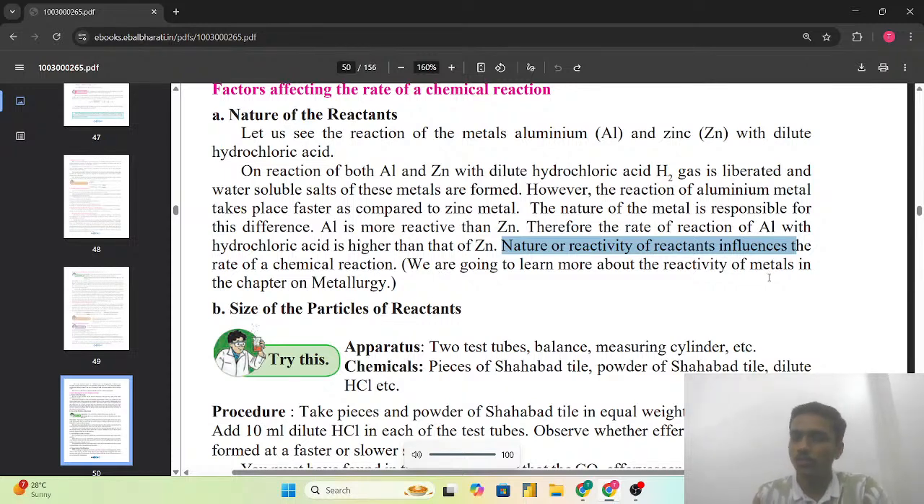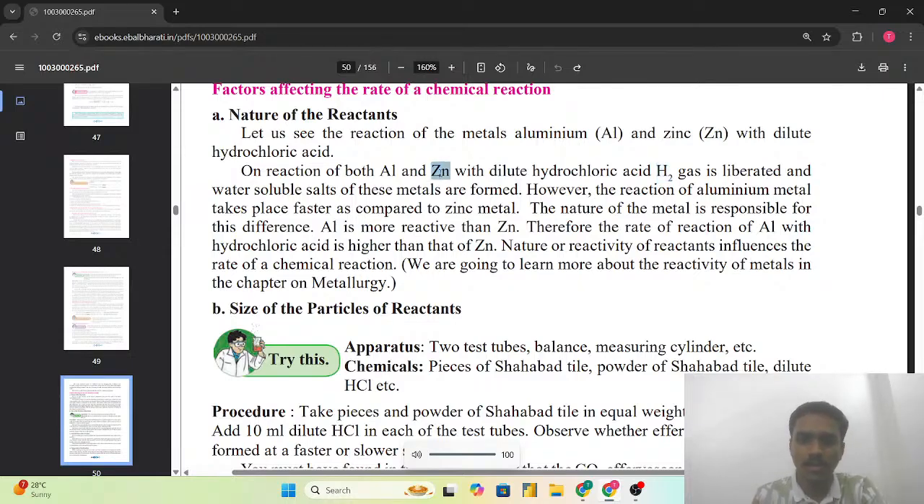We are going to learn more about the reactivity of metals in the chapter on metallurgy. That is only the part where, in the metallurgy chapter, we will see how the reactivity of various metals is stated. But basically, the thing to understand here is that when we react aluminium with dilute HCl, it leads to the liberation of hydrogen gas.